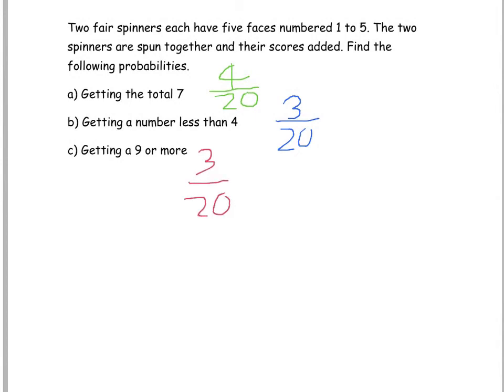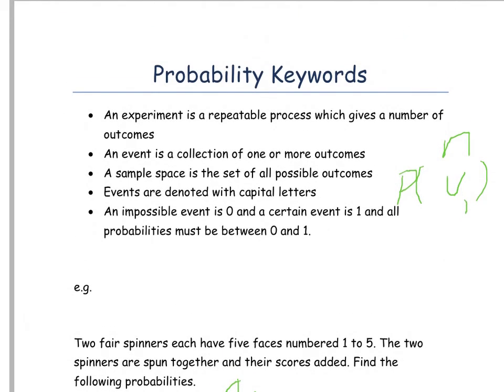So just keep reminding yourself of these key terms. The event is a collection of one or more outcomes, so the probability of something happening.